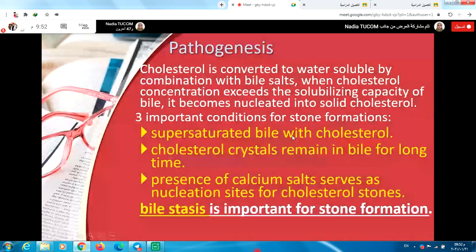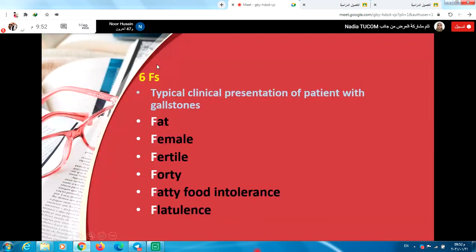How can we summarize the clinical presentation of patients with gallstones by remembering the 6 F's: fat, or obese; female; fertile, due to increased estrogen hormone; fertile for 40; and fatty food intolerance. That is a female presenting with abdominal pain, or right upper quadrant pain, after a fatty meal.